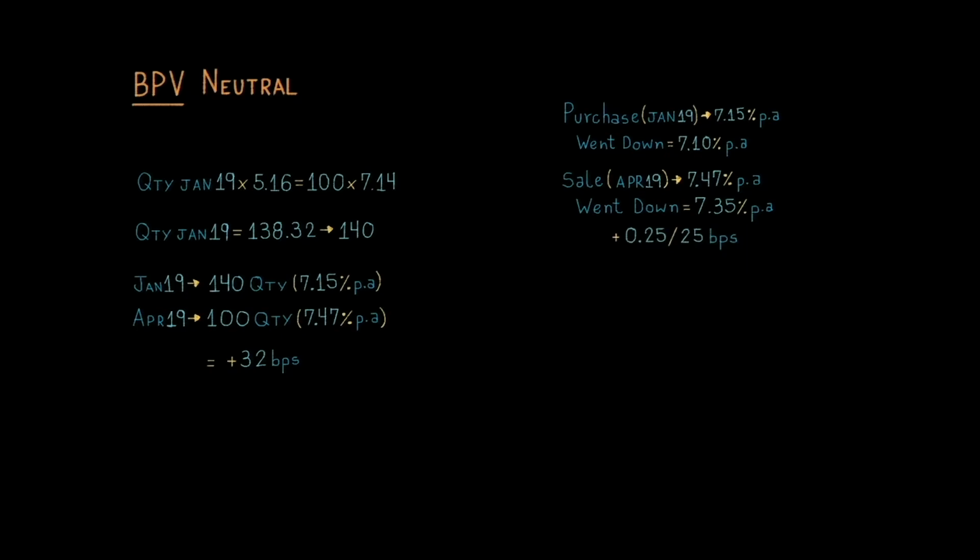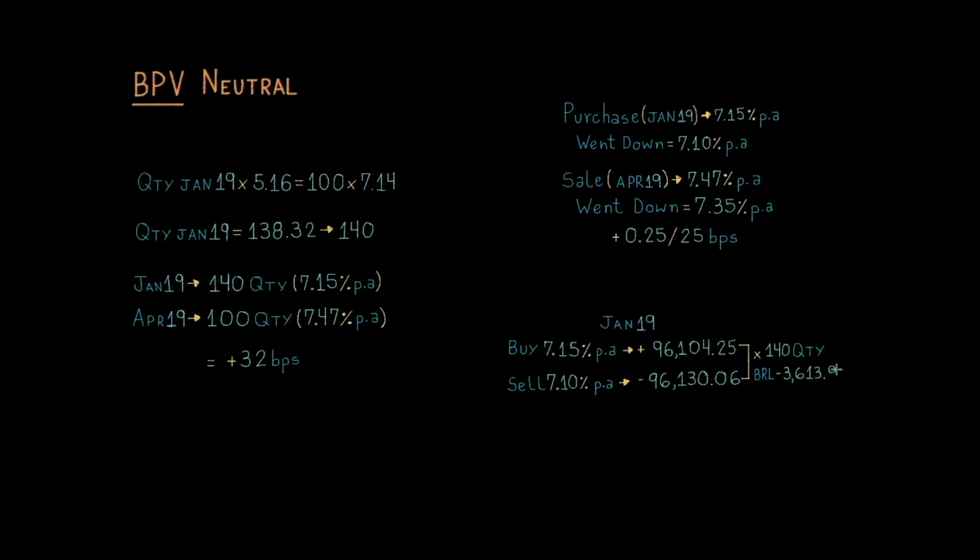With this data, it is possible to know if there was profit or loss in the final result of the transactions. In the January 2019 transactions, the buy rate was 7.15% PA with a PU of 96,104.25, and the same-day sell rate was 7.10% PA with a PU of 96,130.06. There were 140 contract quantities traded, resulting in a loss of 3,613 Brazilian reals and 90 cents.